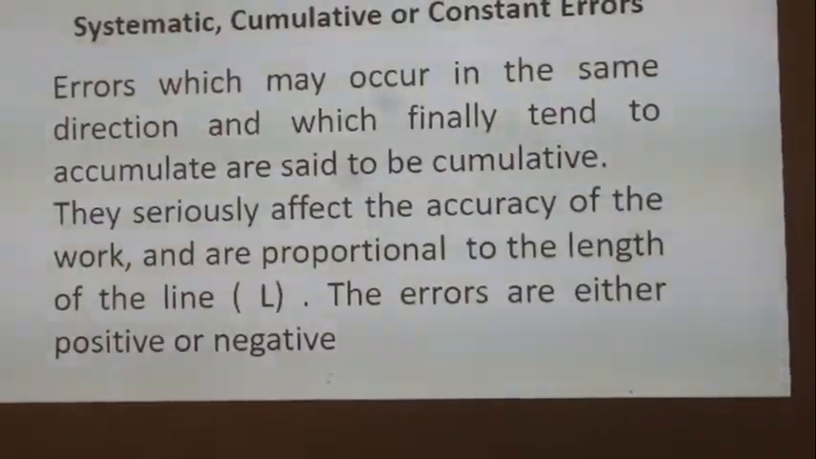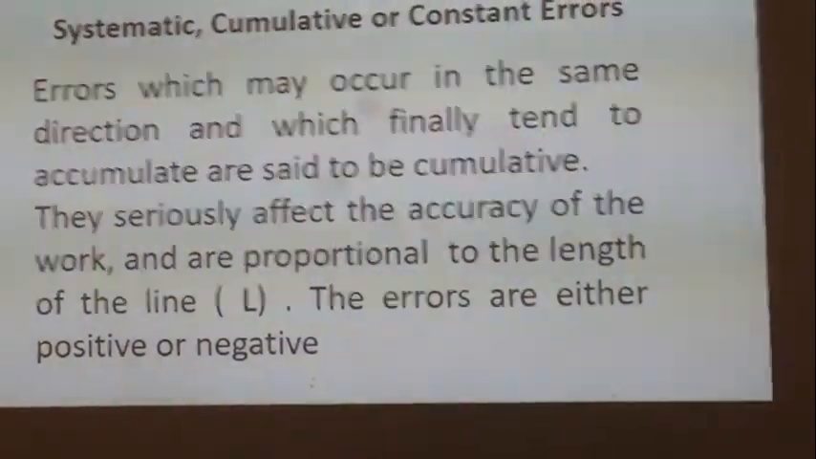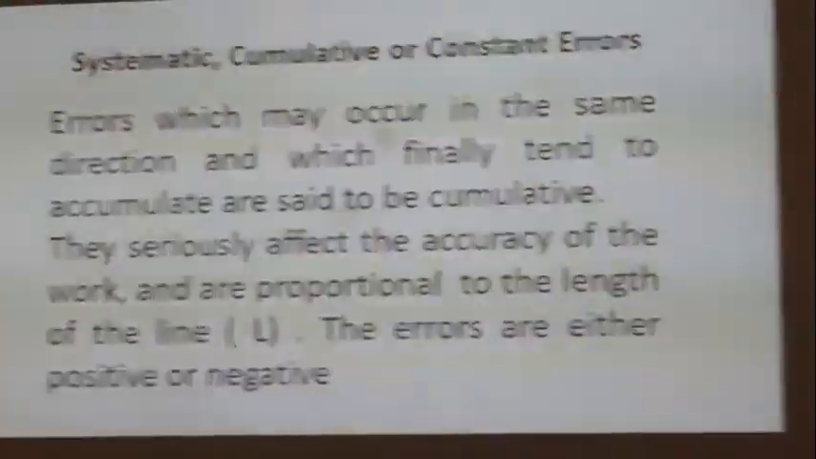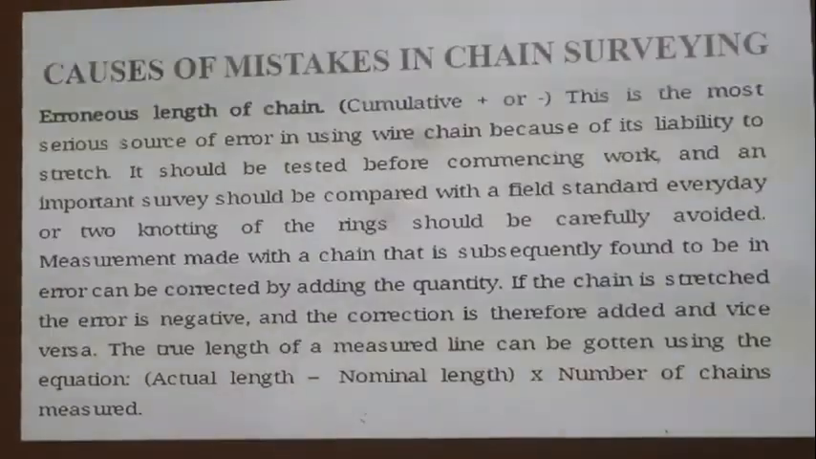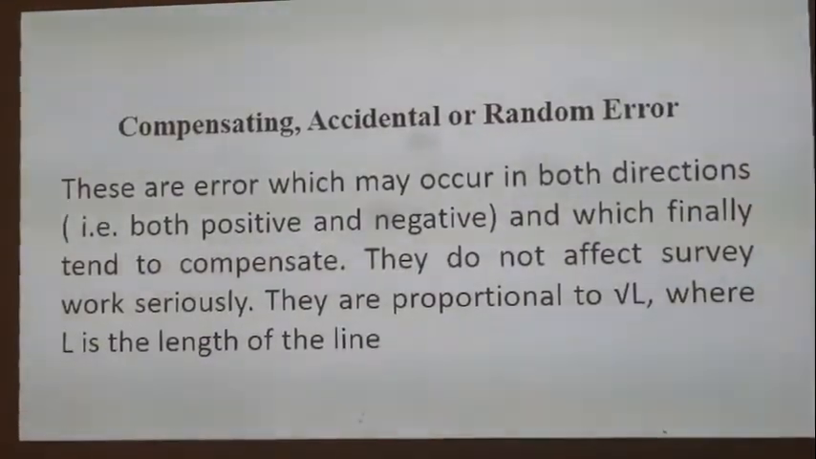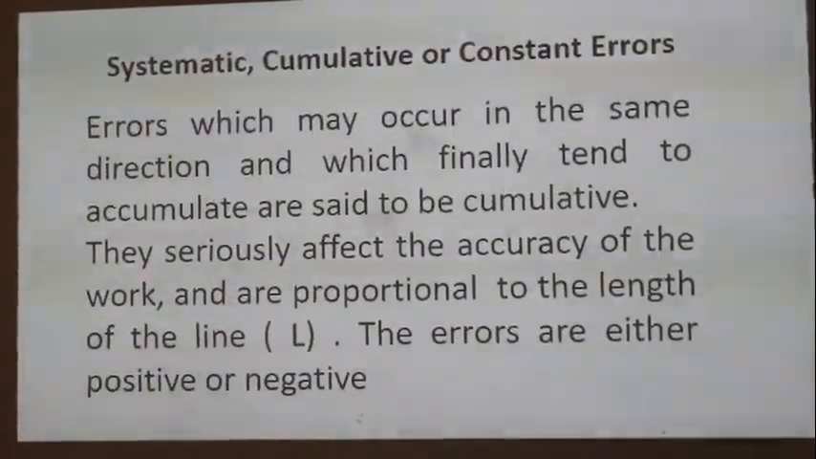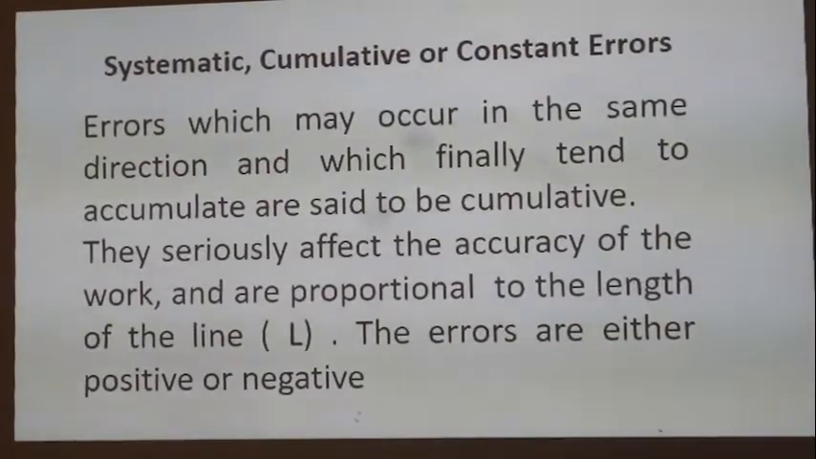Now let's look at some of the errors we encounter in chain surveying. We have 3 categories of errors. We have systematic, compensating, gross or mistake. Again, we have 3 categories of errors in chain surveying. One is systematic. Why do we say systematic? If it is positive, it will continue to be positive. If it is negative, it will continue to be negative. It cannot be mixed together. So that's why we call it systematic and cumulative.